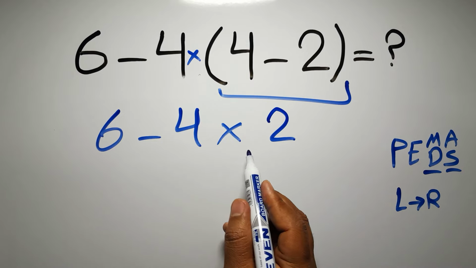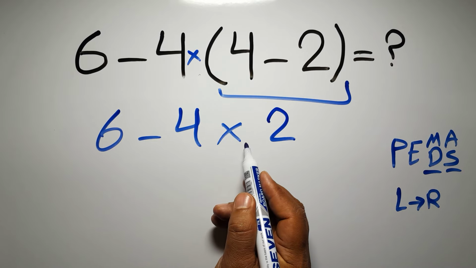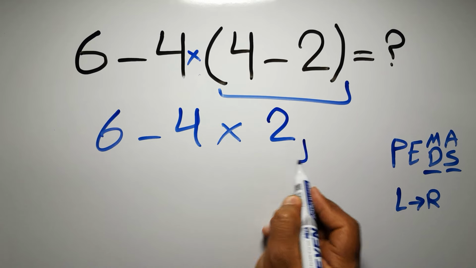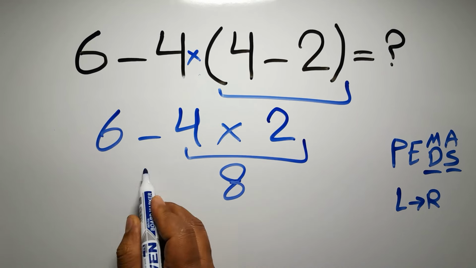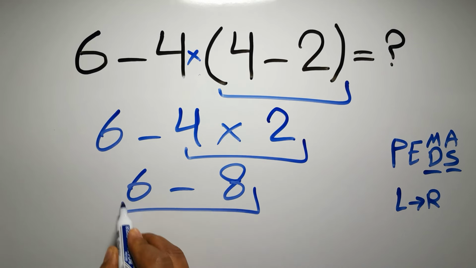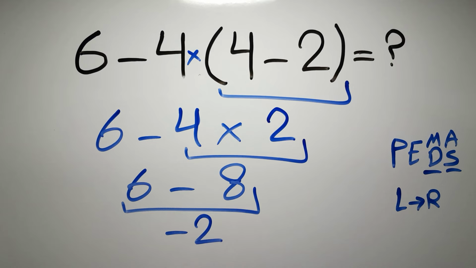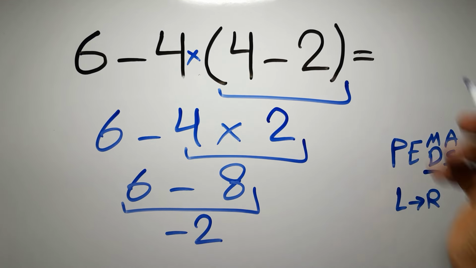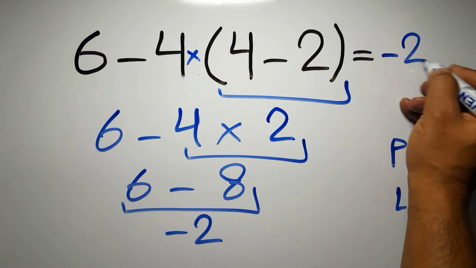So now, first we have to do this multiplication. 4 times 2 is just 8. So 6 minus 8 equals negative 2. And this is our final answer to this problem. The correct answer is negative 2.